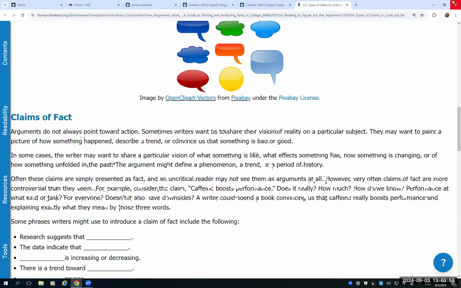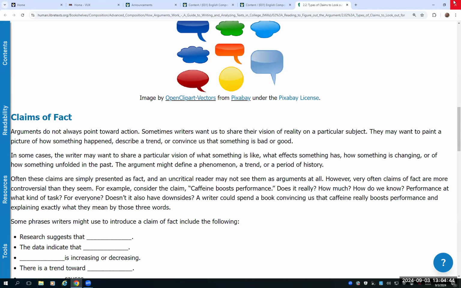And it says often these claims are simply presented as fact, and an uncritical thinker or an uncritical reader may not see them as arguments at all. And I'm going to make another little note here. If this is an uncritical reader, this is somebody who is doing fast thinking, just like we talked about fast thinking and slow thinking last week.